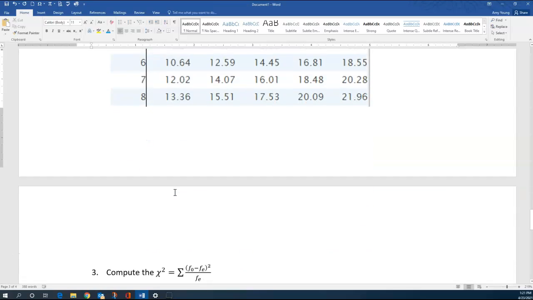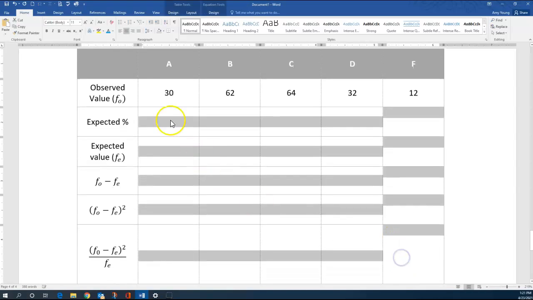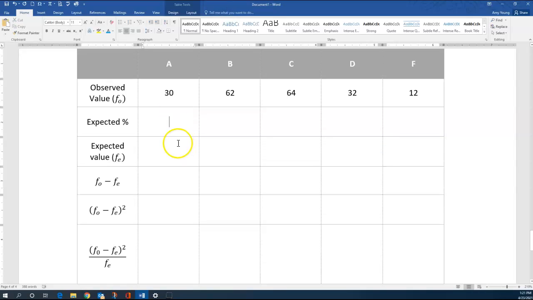All right, so let's go down and let's do our math here. So I'm gonna be fancy and make all this blue real quick. So let's start here. We remember that we had 14% for our expected A's, 26% for our expected B's, 31% for our expected C's, 19% for our expected D's, and lastly 10% for our expected F's.